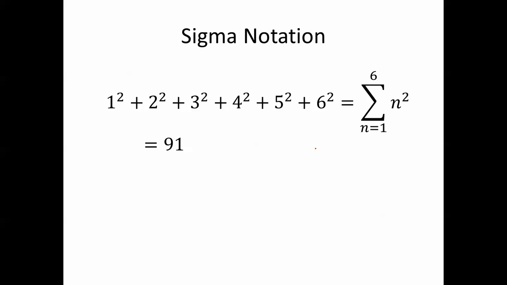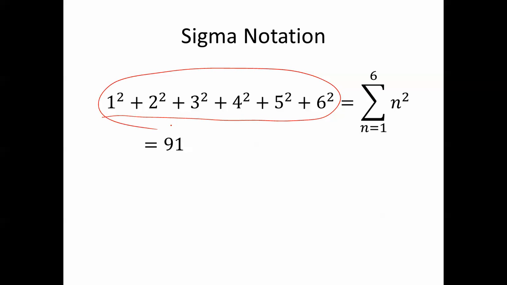Here's another example. 1 squared plus 2 squared plus 3 squared plus 4 squared plus 5 squared is the sum as n goes from 1 to 6. In other words, n takes on the values 1, 2, 3, 4, 5, 6 of n squared. And when you add it up, it ends up being 91.